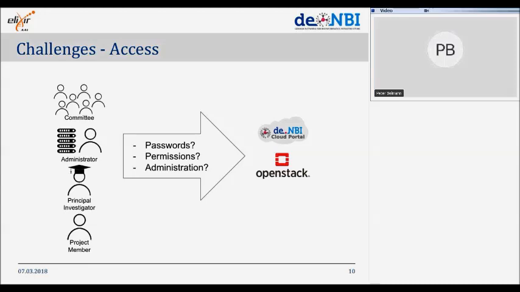Now, these users with these 4 different roles want to access the cloud portal, but also OpenStack. So we had to provide accounts for those different user roles. We asked ourselves if we should create new ones in every compute center, but then we had to provide passwords to those users, which is maybe not the most comfortable solution for a user. And we also had to administer those accounts.